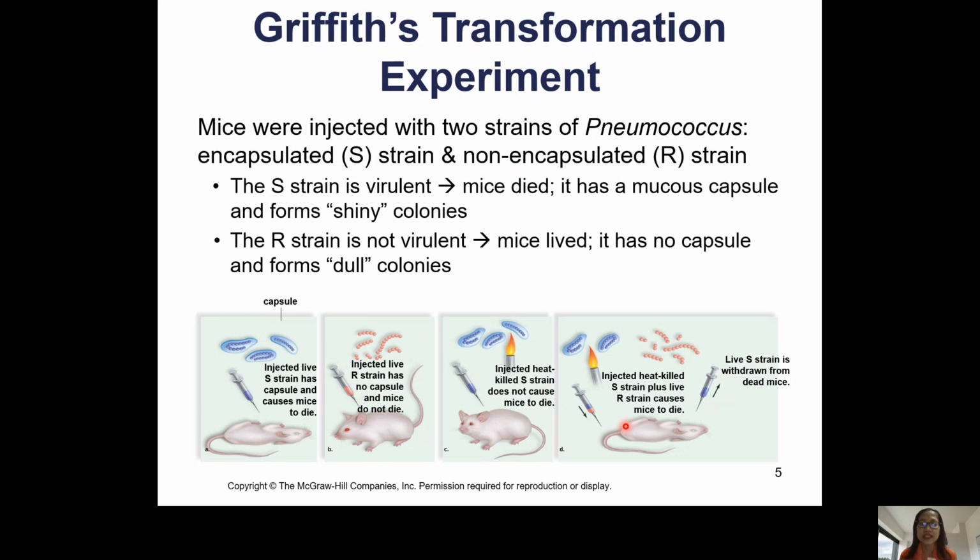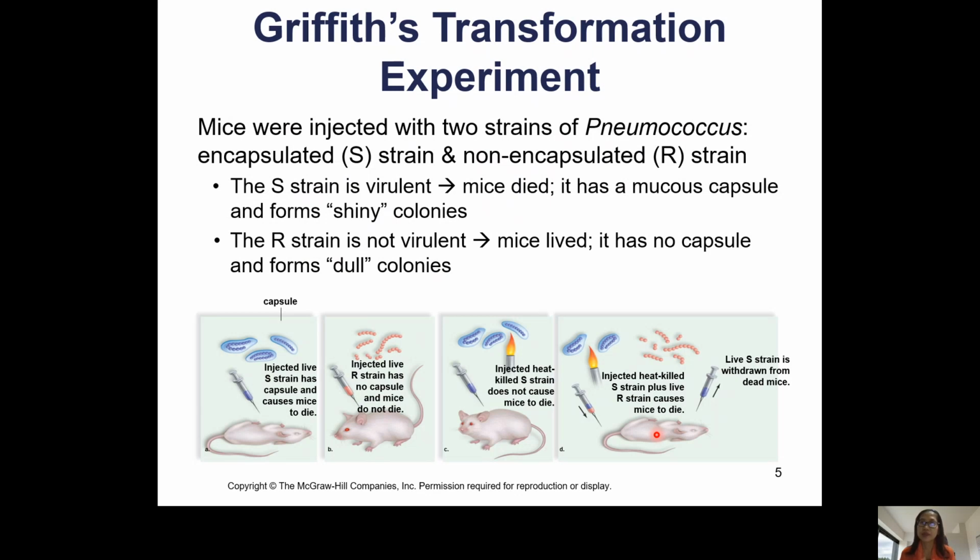And now we'll see the fourth picture here. So the mice were injected with the heat-killed S strain plus live R strain. So both of them, okay? The heat-killed S strain and the live R strain. And the mice died.